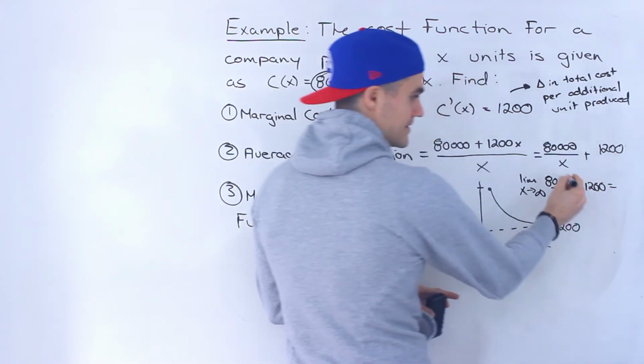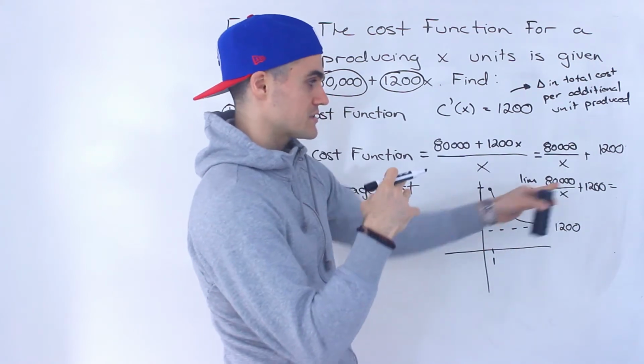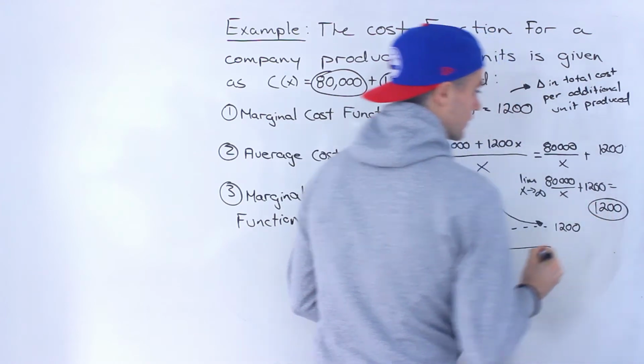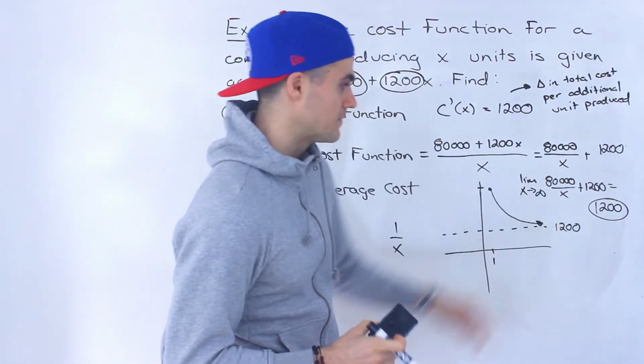Well, notice that this portion is going to go to 0 because a number over infinity is going to be 0, plus the 1,200. You're just going to end up with 1,200. So that's what the function is approaching. You can see that graphically as well.